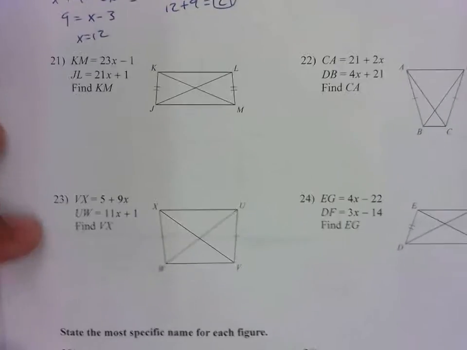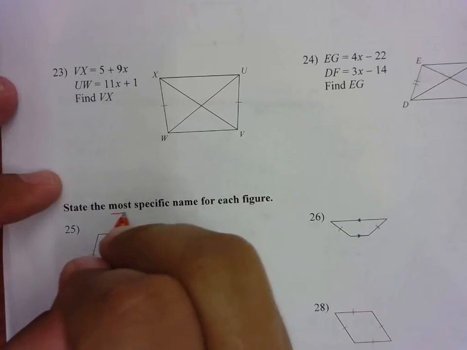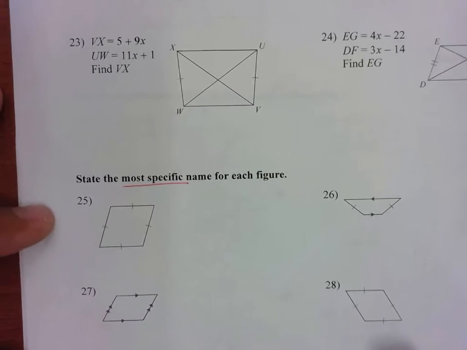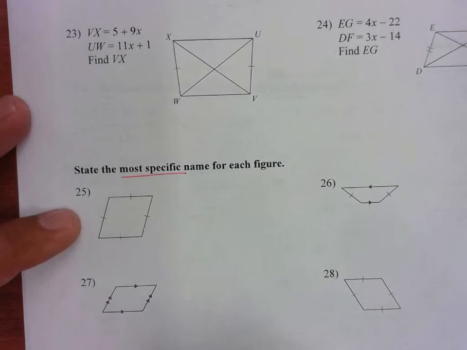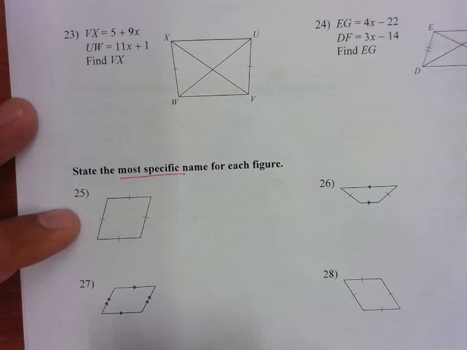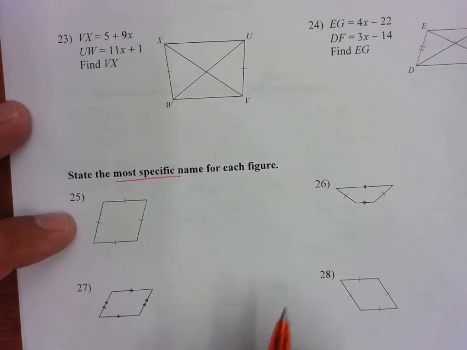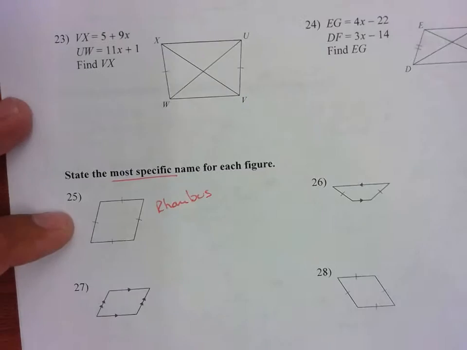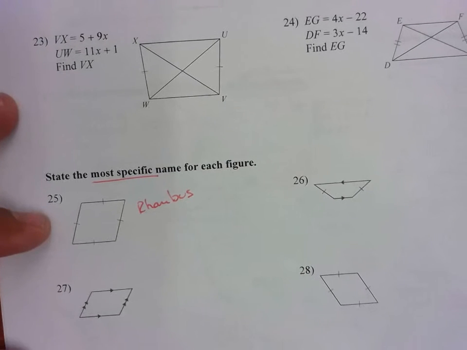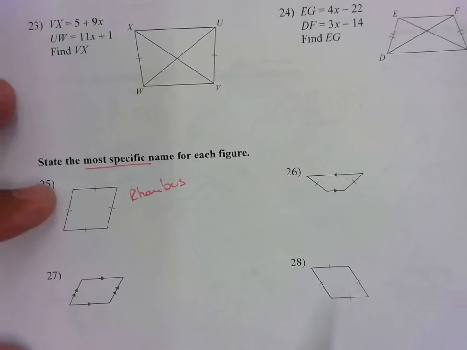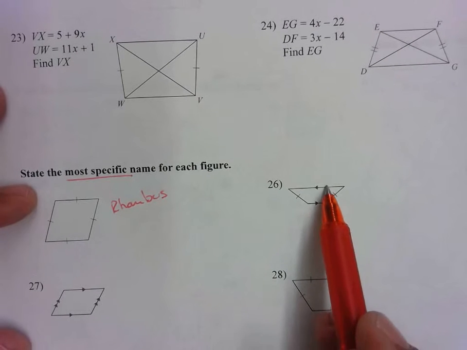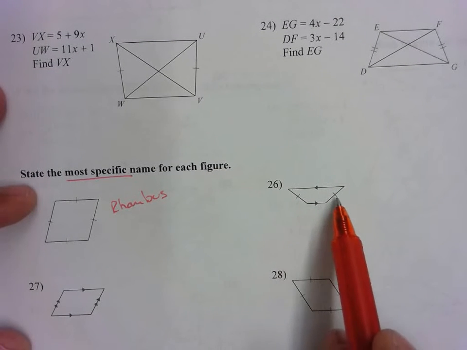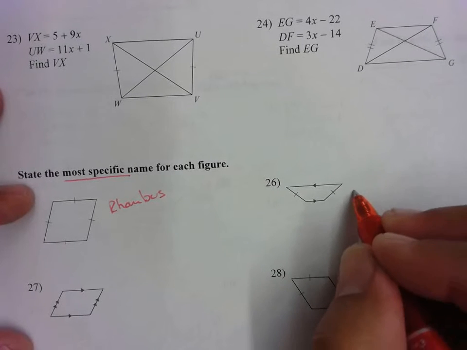Next section says state the most specific name. Most specific. So look at this picture. All you know is all four sides are congruent. What can I call that? No, not a square. A square has all four sides congruent and all four angles 90 degrees. Do I know all four angles are 90 degrees? So I can only call this a rhombus. Number 26. I have one pair of parallel sides, one pair of congruent sides. Not just the trapezoids.